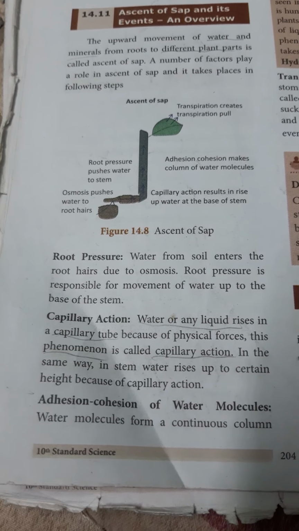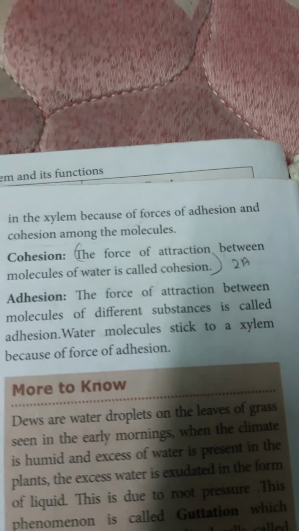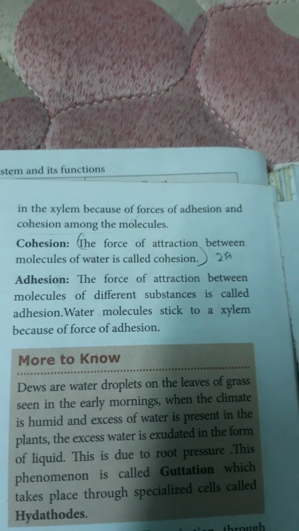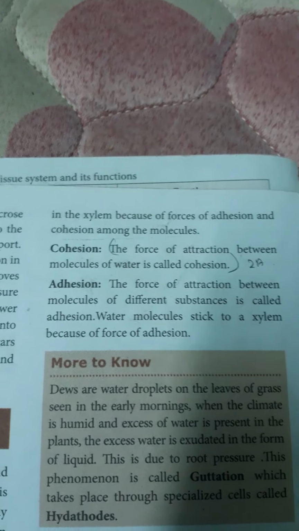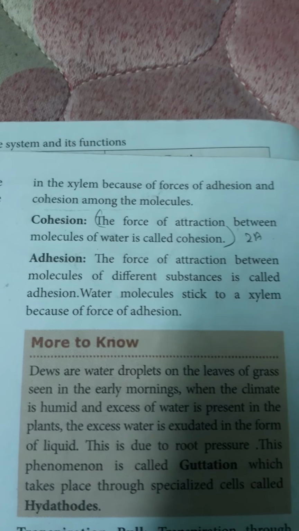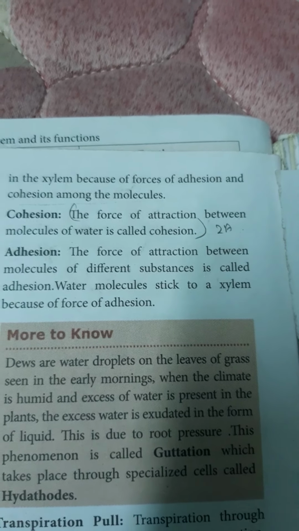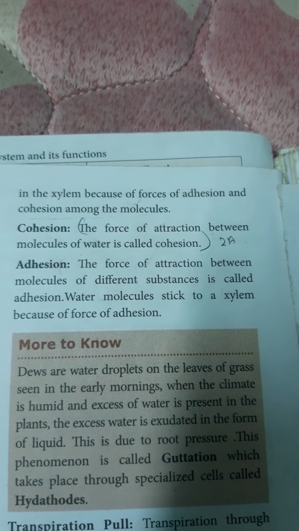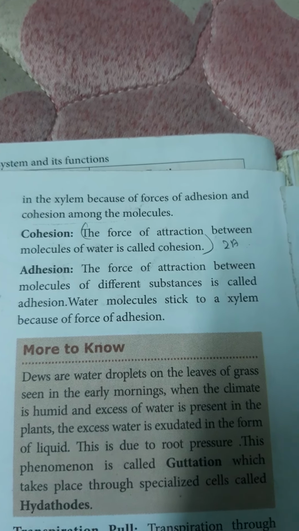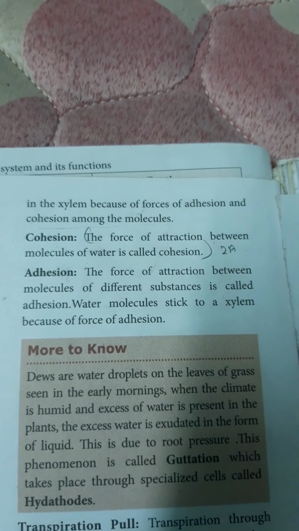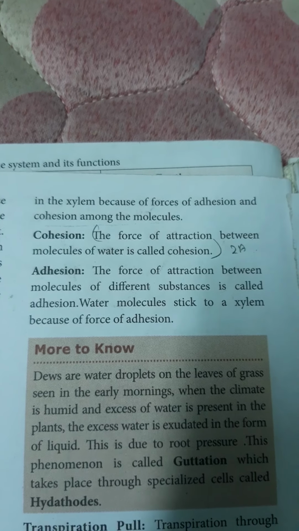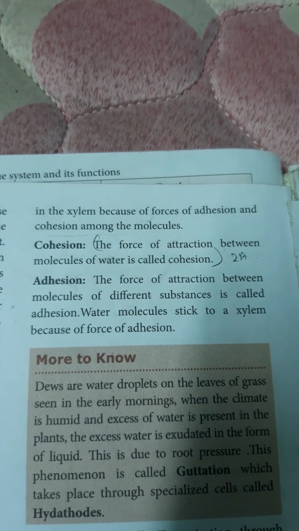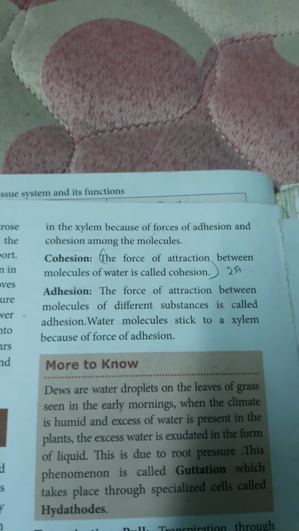Then adhesion and cohesion of water molecules. Water molecules form a continuous column in the xylem because of the forces of adhesion and cohesion among the molecules. Both are called sticky. First, cohesion: the force of attraction, stickiness, between molecules of water. Then adhesion: the force of attraction between the molecules of different substances. Cohesion means only water, but adhesion refers to different substances.